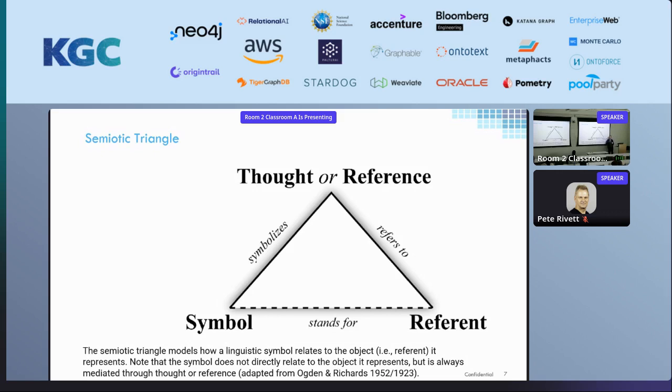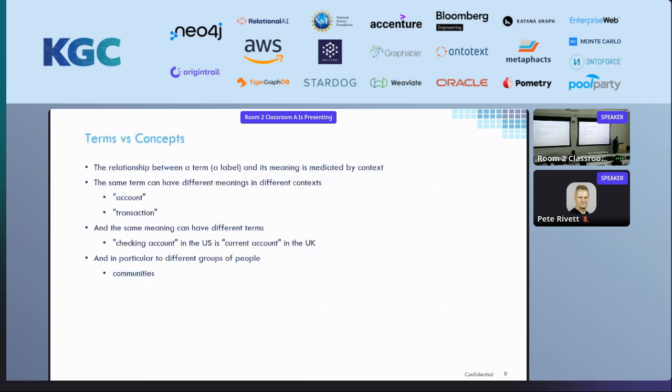So again, I'm pushing this idea that terms only really refer to things via some context. And I'm going to expand out what I mean by context and what sort of context we might be interested in. But this is just to refer back, this is a well-known linguistic pattern that we're making use of. So again, the relationship between a term, the label, and its meaning is mediated by context. For example, the same term can have different meanings in different contexts.